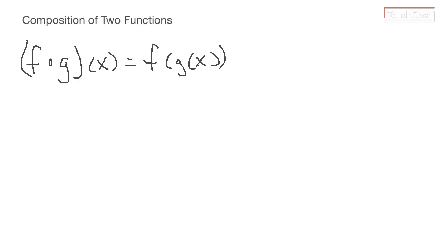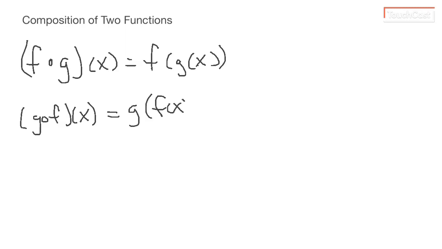And sometimes we can go the other way. We can have the g of f of x. Some people call that the goff. And that's just g of f of x, meaning wherever x is in g of x, we replace it with the whole expression for f of x. Let's look at an example to get what this really means.